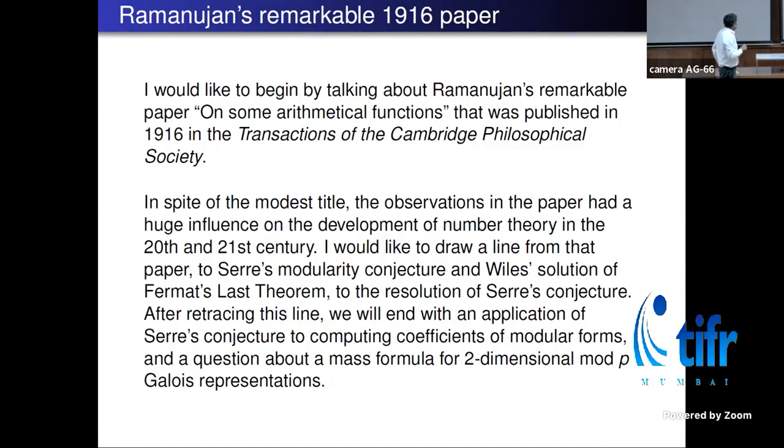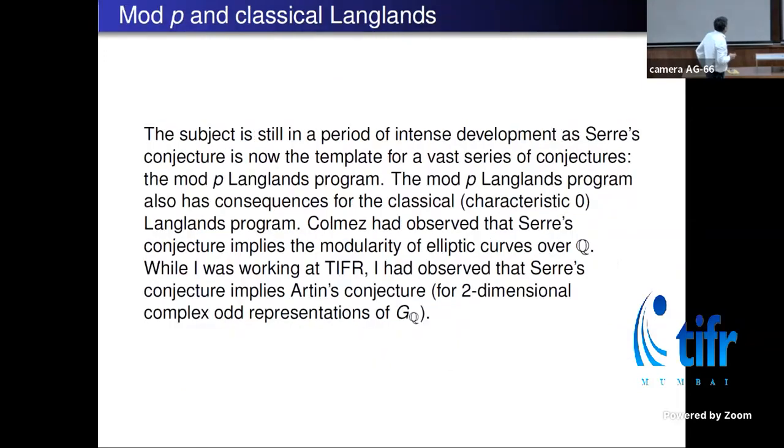And also I'll end with a question which I've thought about for many years, which I've made no progress on, about counting certain sorts of two-dimensional mod p representations of the absolute Galois group of Q. So that's the plan. Most of the talk is going to be somewhat historical. Maybe I started thinking about Serre's conjecture when I came back to TIFR in 1995 after my PhD. So maybe this is going to be catching up with some of that.